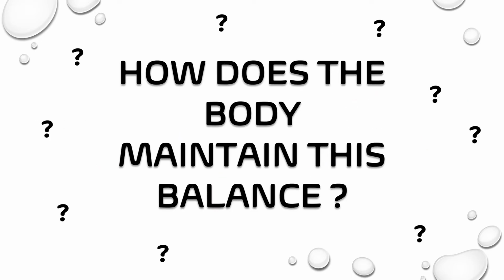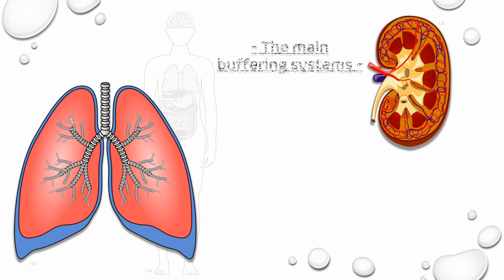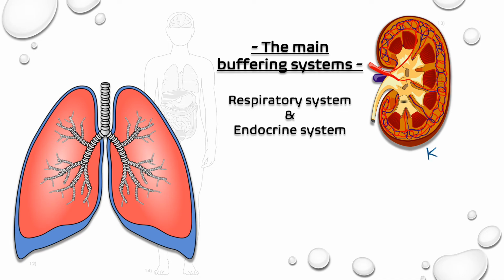So how does the body maintain this balance? Well, there are multiple buffering systems involved throughout the body that are essential in maintaining acid-base balance in the blood for homeostasis. The first main buffer system is the respiratory system. This regulates the removal of carbon dioxide. This is done through the respiratory control center in the brain, as it regulates how much carbon dioxide is released through the breathing rate. The other main buffering system is the kidneys.